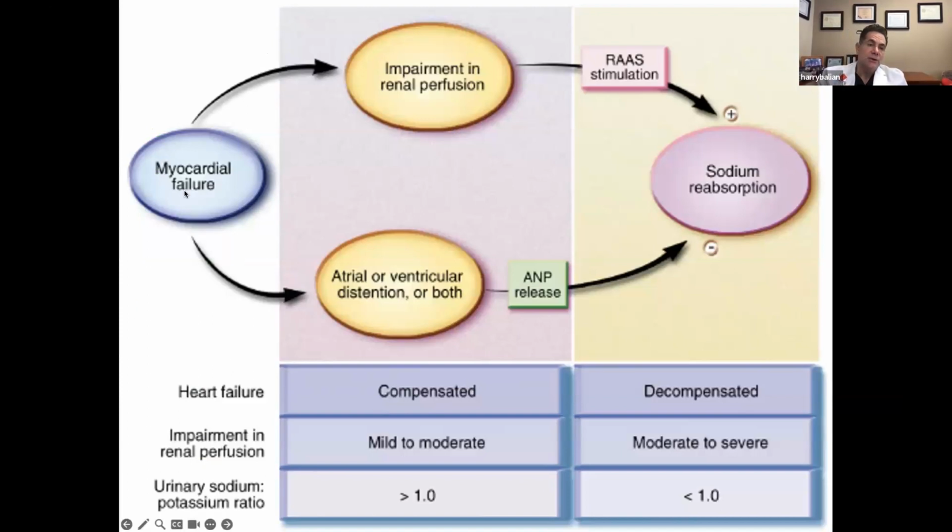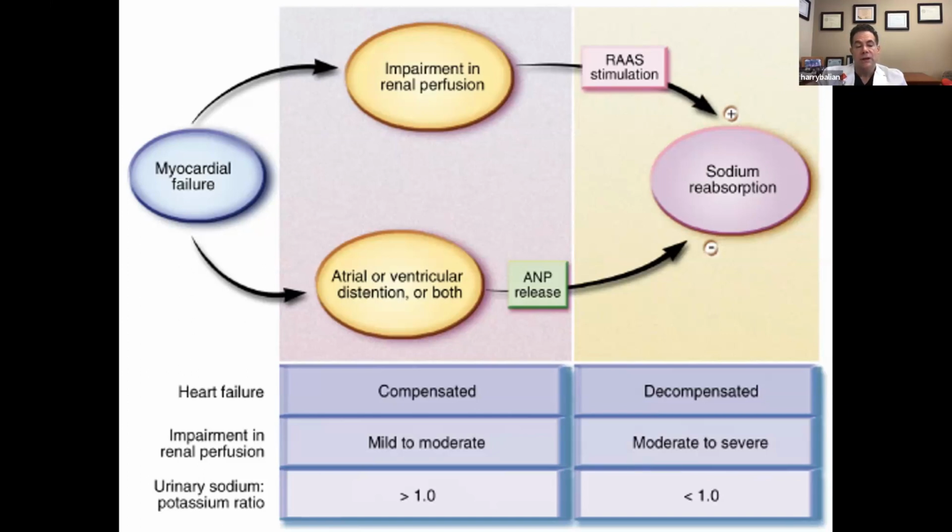When we look at initial myocardial failure, it causes impairment in renal perfusion, and the distension of the aortic root causes ANP, and then ventricular distension causes BNP elevation, both of which ultimately can lead to the ANP release and increased sodium reabsorption. When we have activation of the renin-angiotensin cascade, we ultimately have sodium retention and volume retention. Patients can be initially in a compensated heart failure phase, where they have mild or moderate renal perfusion impairment.